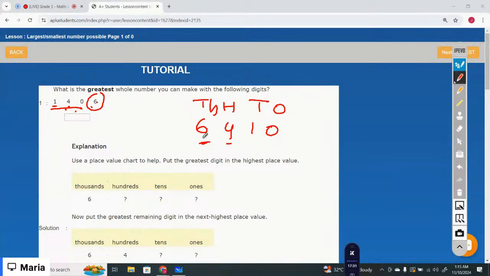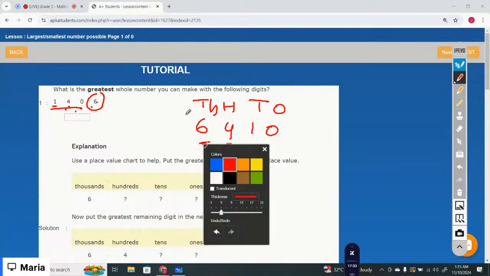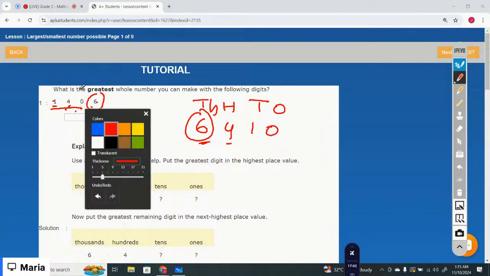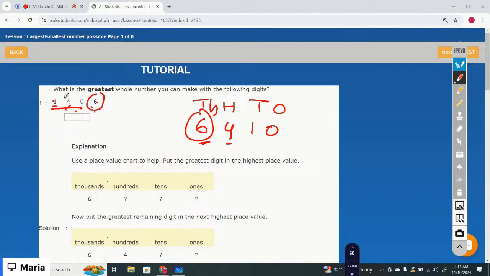How? Because 6 is the greatest number, right? So we have written 6 at the greatest place value. So the next number that is greatest between 1, 4, and 0 is 4. You are left with 1 and 0. You have then 1, and the last number is 0.